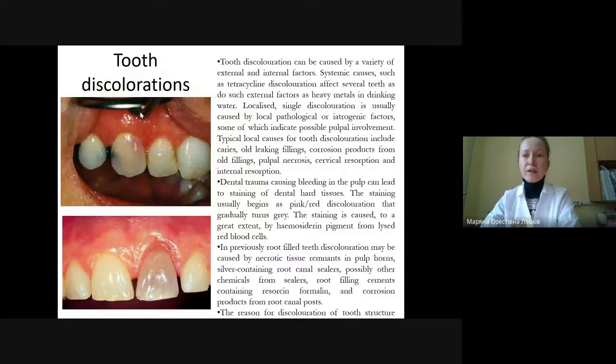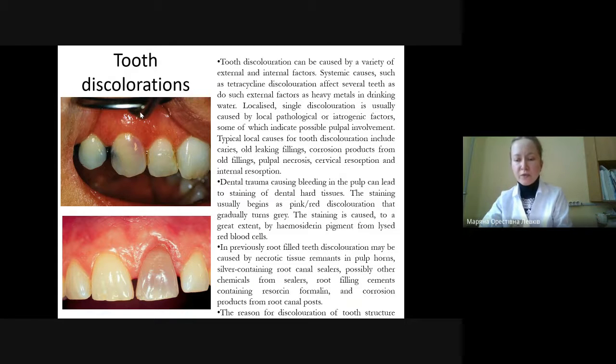Discolorations. Discolorations can be caused by a variety of external and internal factors. Localized single discoloration is usually caused by local pathological or iatrogenic factors, some of which indicate possible pulpal involvement. Dental trauma causing bleeding in the pulp can lead to staining of dental hard tissues. The staining usually begins as a pink-red discoloration that gradually turns gray.